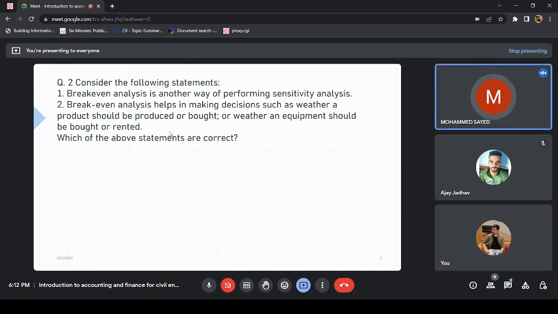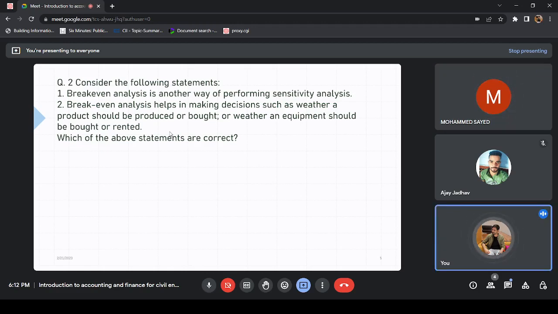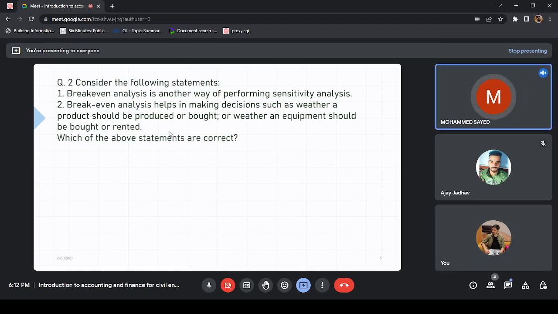Statement 2 is correct, I think. Statement 2 is correct. Yes. And what about statement 1? I'm not sure about that.